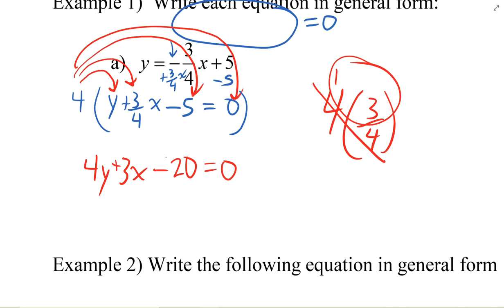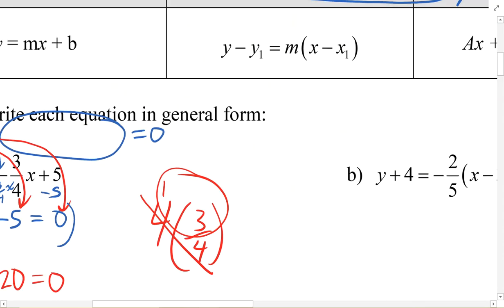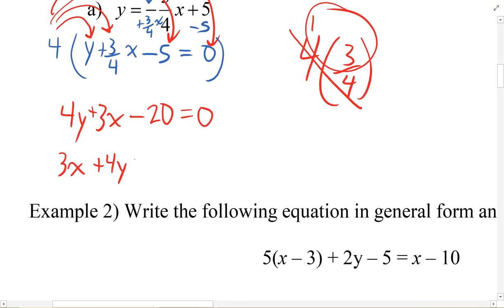X is positive and no fractions. Now technically you should write it as 3x plus 4y minus 20 equals 0, but I don't mark any of those wrong, okay? As long as x is positive, I'm okay if they're somewhat switched, okay?